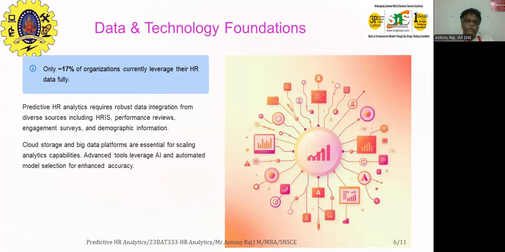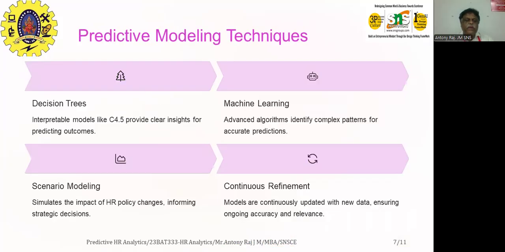And this is some of the data. Only 17% of organizations currently are using the HR data fully, and there's a huge scope because predictive analytics works on a data and technology foundation. And cloud storage today, in terms of data storage, data is actually stored on the cloud. So saving a lot of unnecessary expensive servers from the organization's point of view.